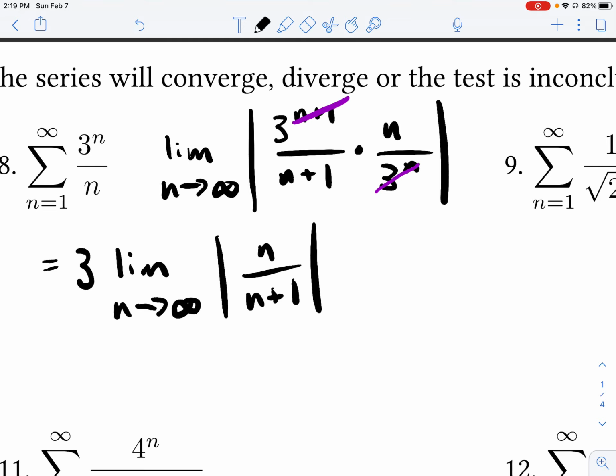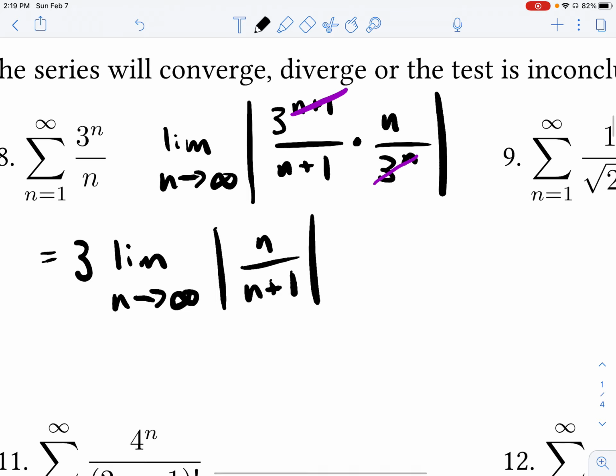Well, what do we know about this? What is the limit as n approaches infinity? Well, the numerator and denominator have the same degree. So that limit of all of this is going to be equal to 1. But since we have that constant 3 on the outside, we can then say that this is equal to 3. Well, let me actually write it out here because I'm going to need some space to write out whether or not this converges. This is equal to 3.